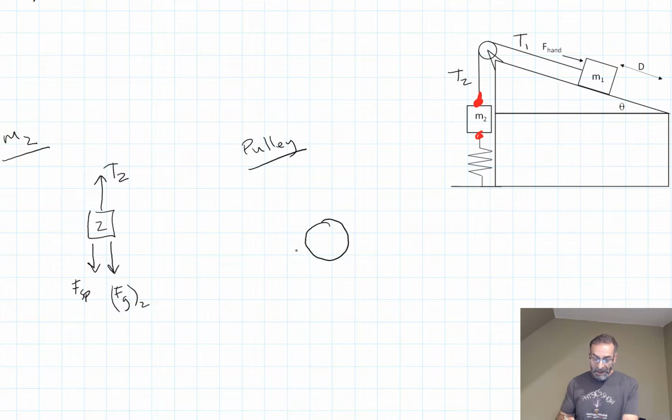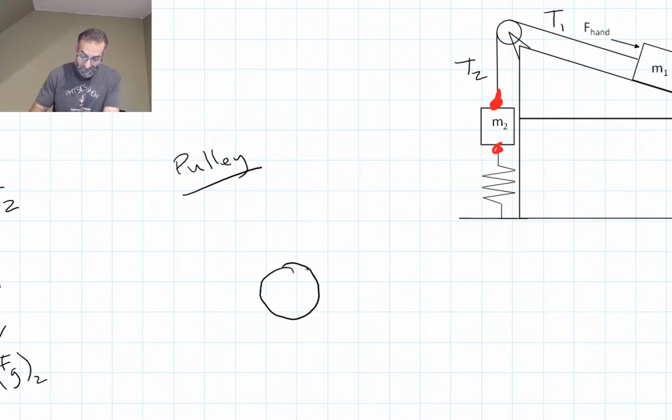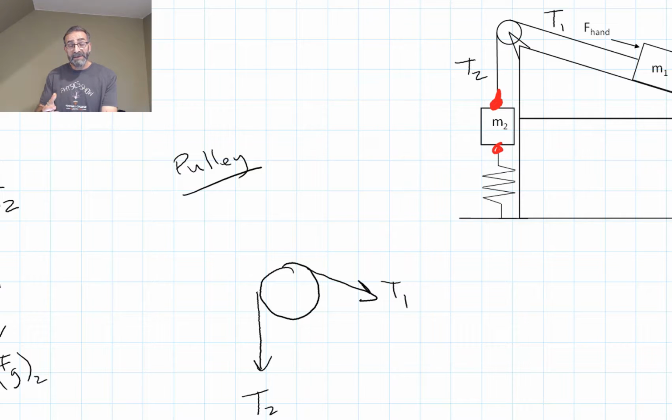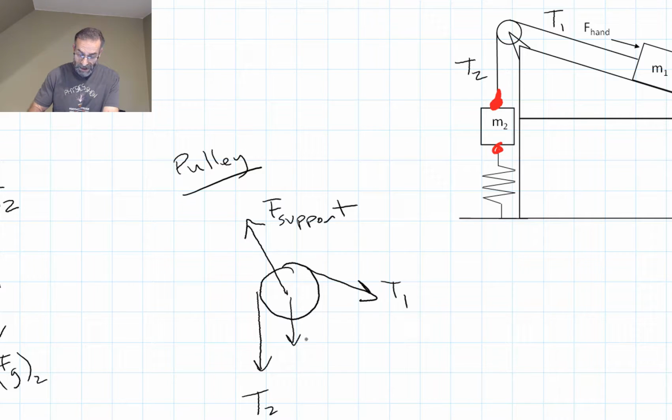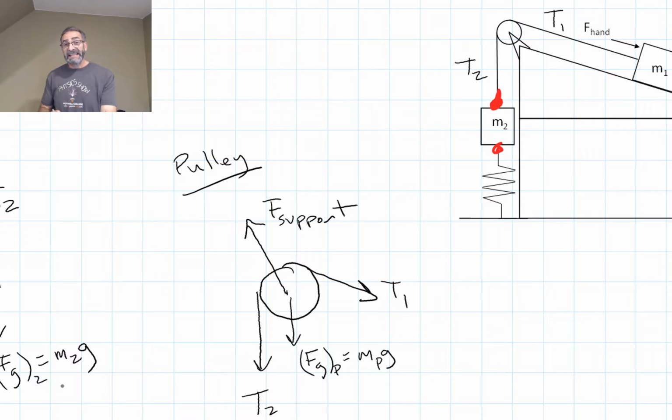What's touching the pulley? T1 and T2, and the pulley's being held up at its axle with some kind of a support force, probably something like this. That's everything that's touching the pulley. What can reach in from a distance? Gravity, and that acts at the center of mass of the pulley.